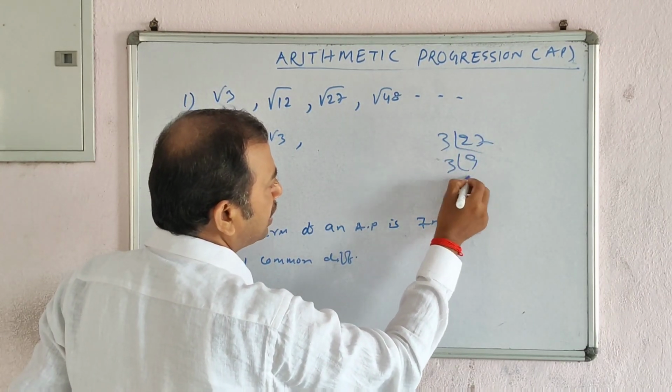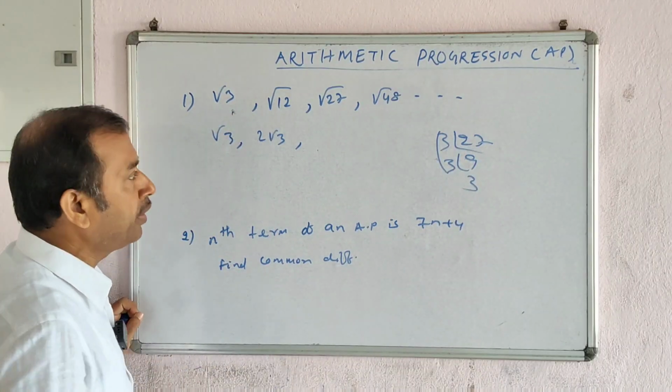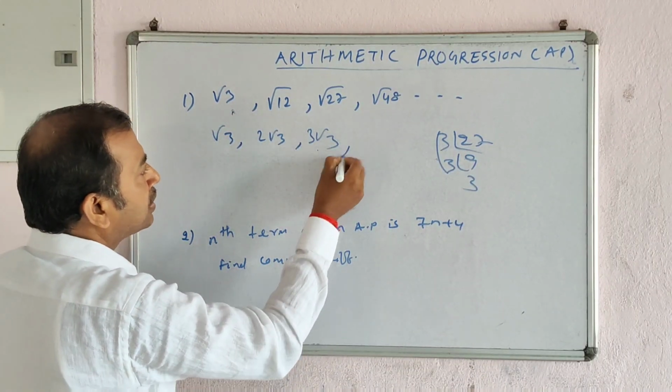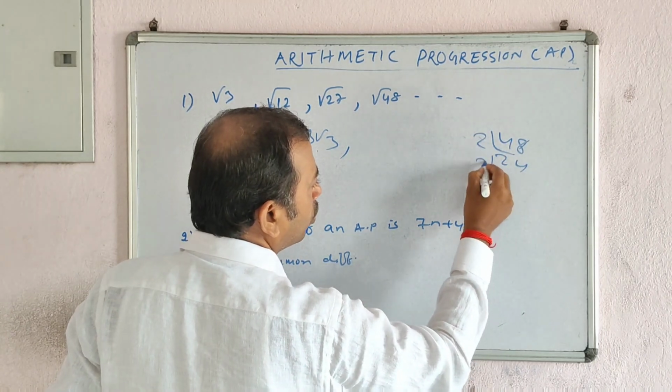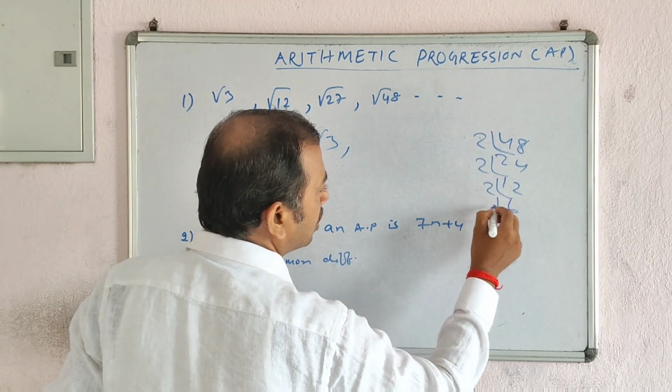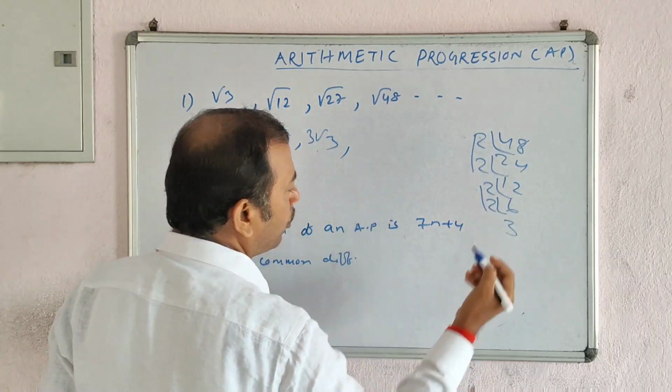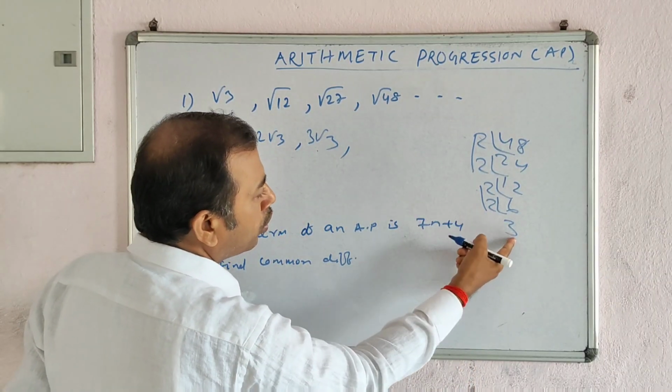3 9 3 3. Out of 2 exact numbers you can take 1. So 3√3. Similarly, √48, 2 24, 2 12, 2 6, 2 3. Out of 2 exact numbers you can take 1. So 2 into 2, 4√3.